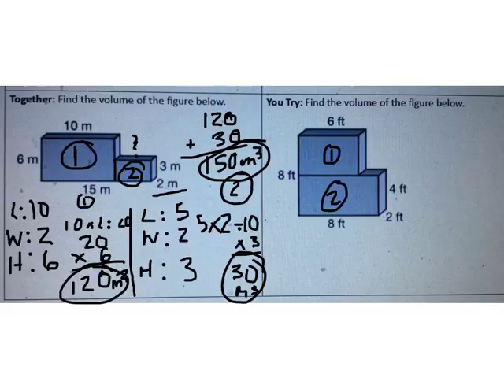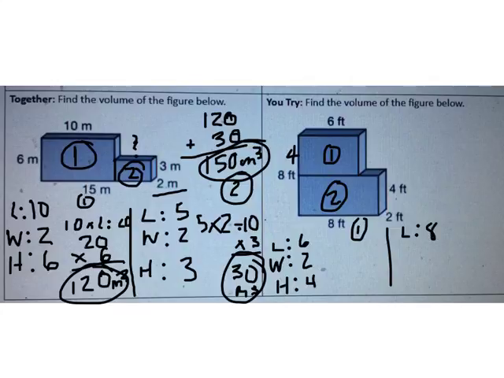I know that the top rectangular prism has a length of 6, a width of 2, and a height of 4. I know that the bottom rectangular prism has a length of 8, a width of 2, and a height of 4. Go ahead and find the volume of rectangular prism 1, the top rectangular prism.